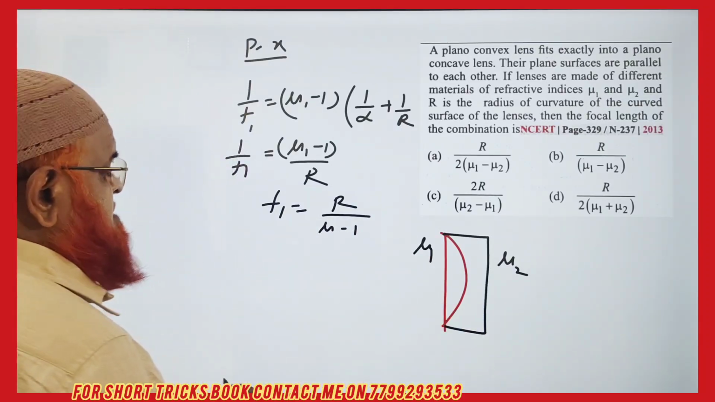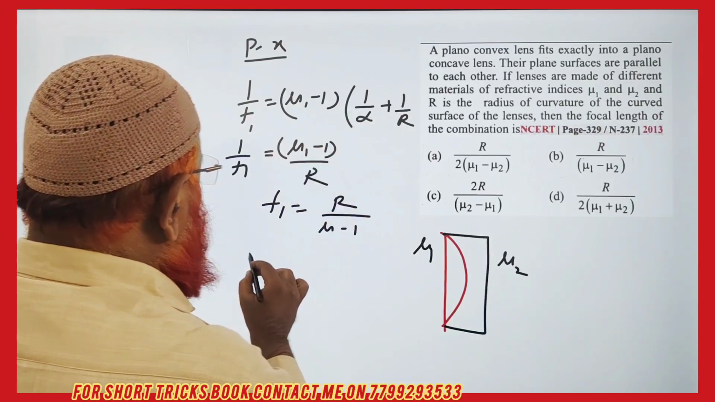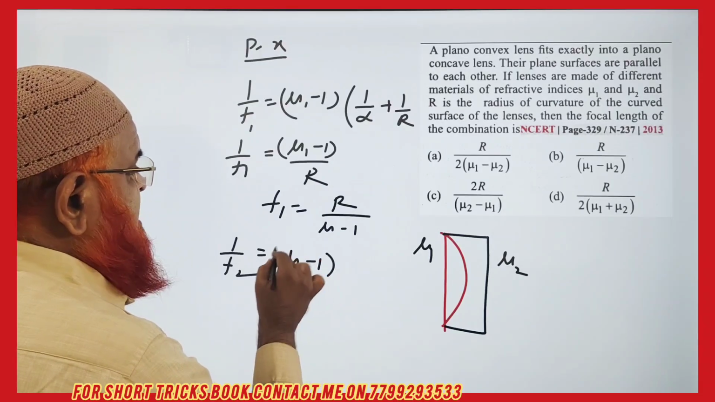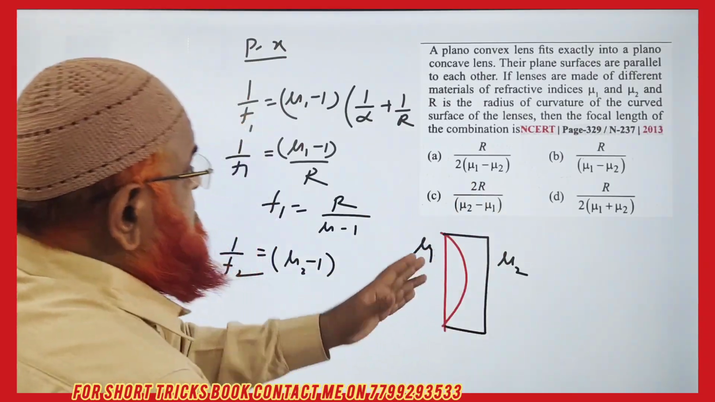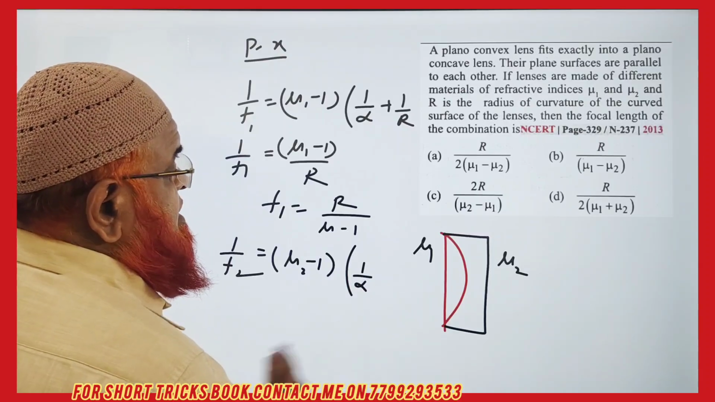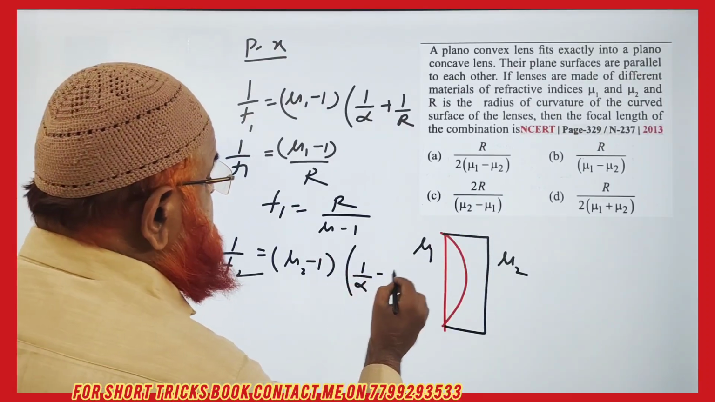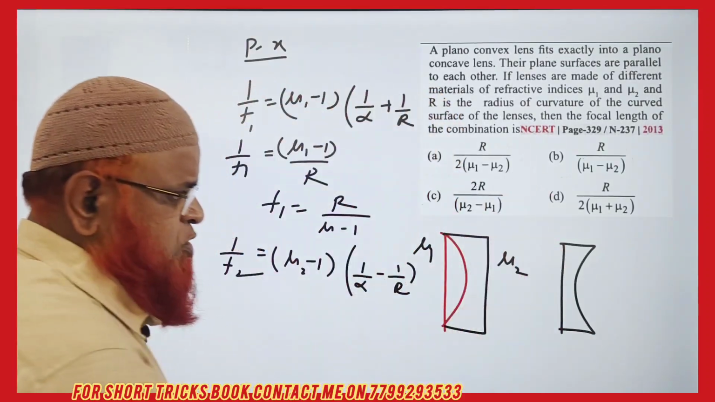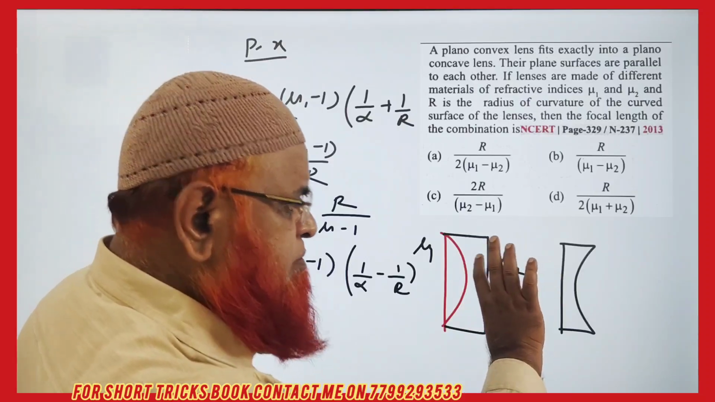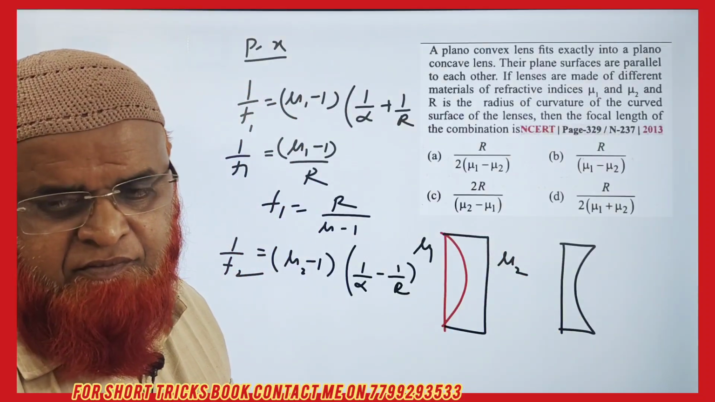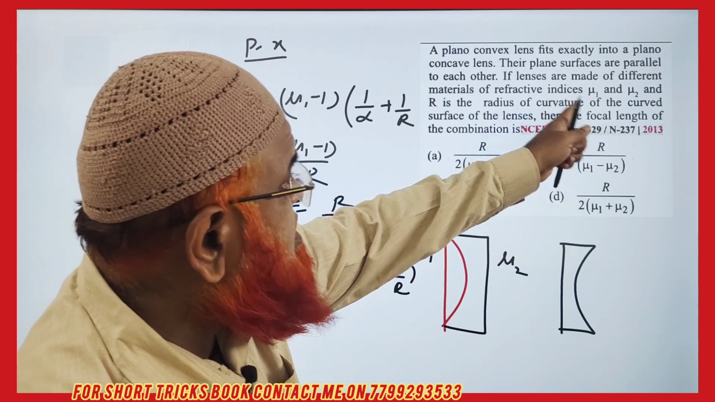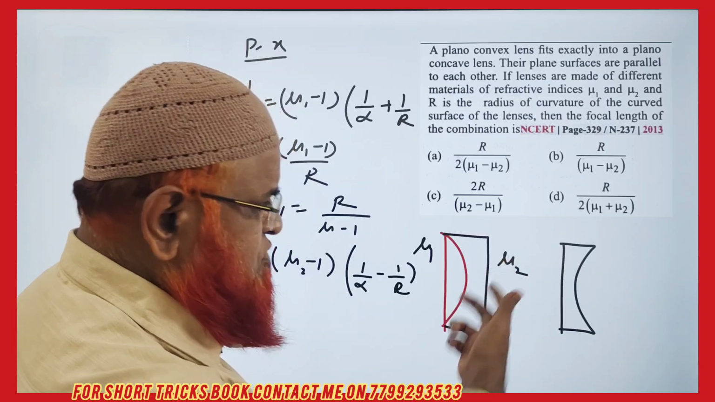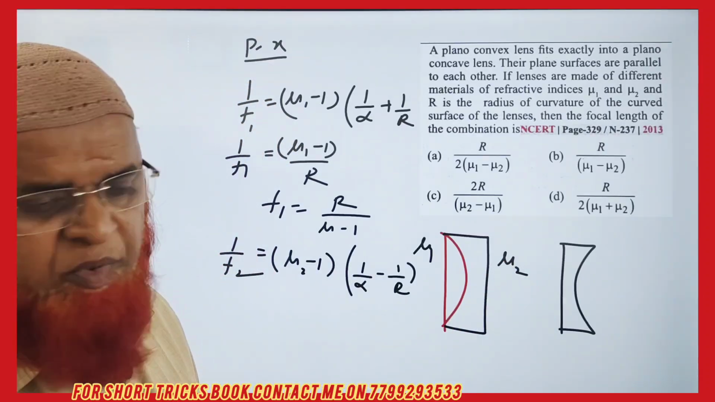For the plano-concave, you apply the same formula. So 1 by f2 is equal to mu2 minus 1 into (1 by infinity, for the plane surface, minus 1 by r for the concave surface). Why? Actually you have to consider it like this: first a plane will come, then concave will come. Plane first, concave next, and that is reversed and attached to this, so that it will exactly fit with each other and be considered a single lens.